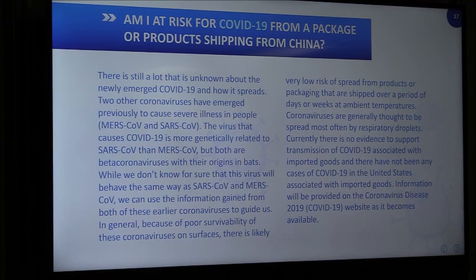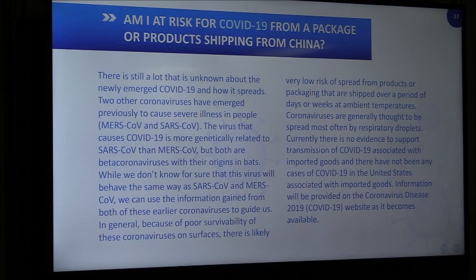Two other coronaviruses have emerged previously to cause severe illness in people, MERS and SARS. The virus that causes COVID-19 is more genetically related to SARS than it is to MERS. Both are beta coronaviruses with their origin in bats. While we don't know for sure that this virus will behave the same way as SARS or MERS, we can use the information gained from both of these earlier coronaviruses to guide us as we go forward.